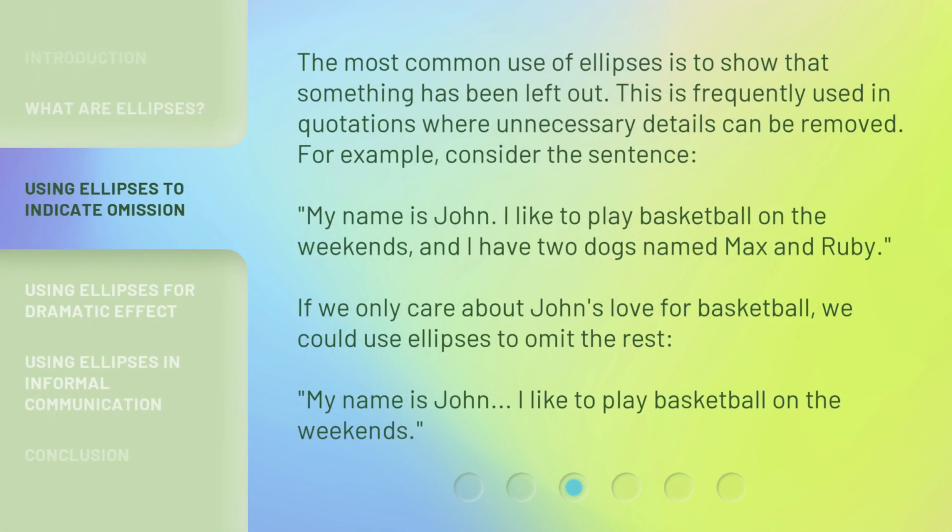The most common use of ellipses is to show that something has been left out. This is frequently used in quotations where unnecessary details can be removed. For example, consider the sentence, "My name is John. I like to play basketball on the weekends, and I have two dogs named Max and Ruby." If we only care about John's love for basketball, we could use ellipses to omit the rest. "My name is John... I like to play basketball on the weekends."